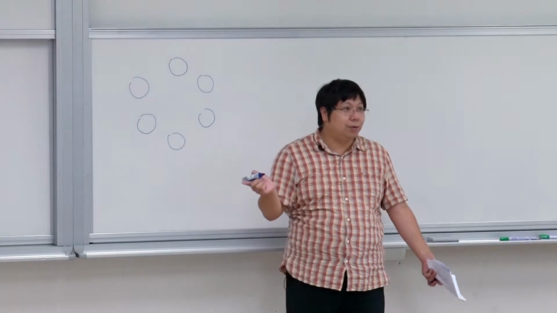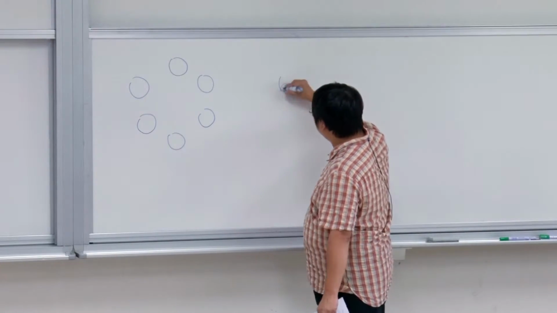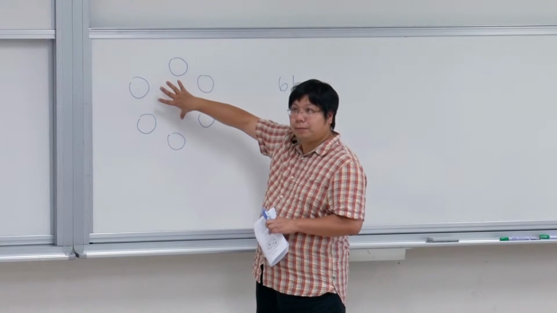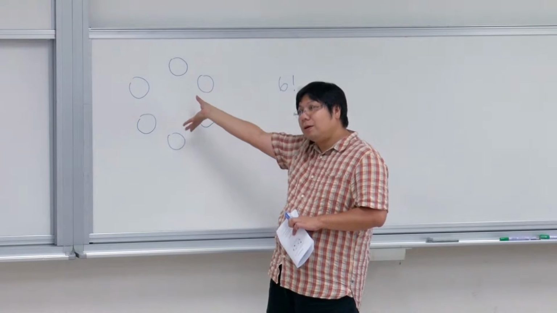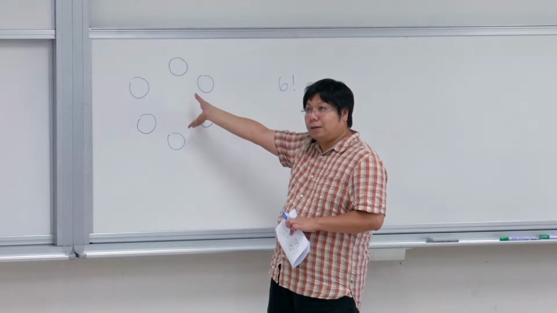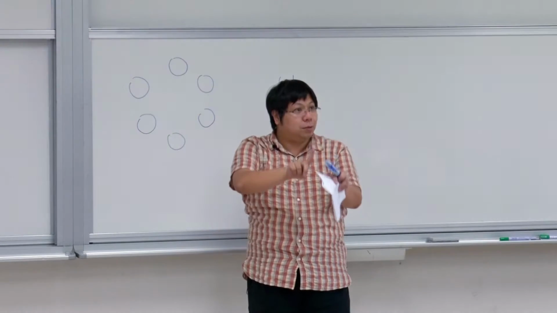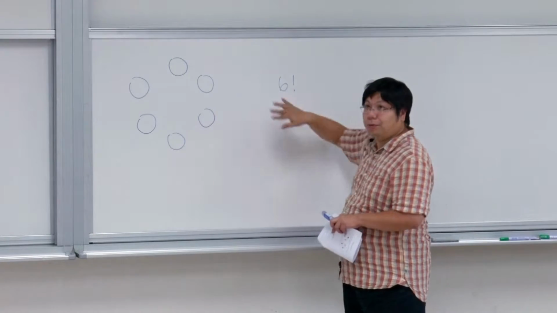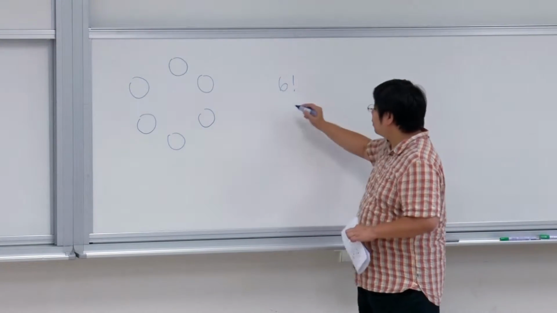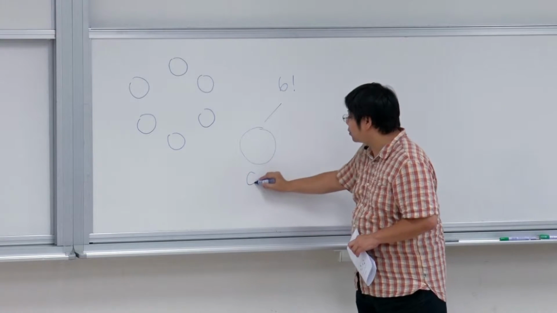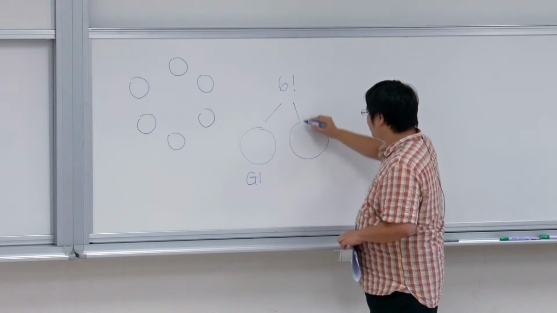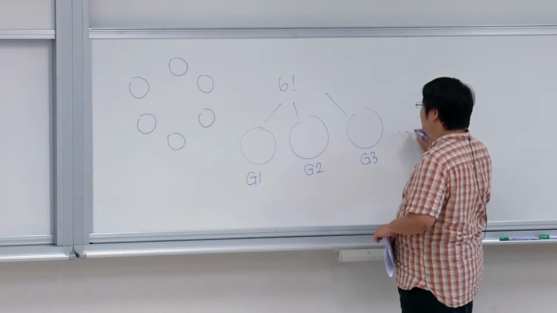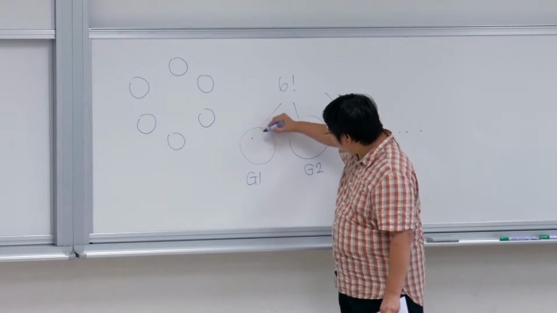There will be 6 factorial cases, right? Altogether 6 factorial. And then for each particular case, there will be 6 cyclic shifts that should be counted as 1. Is that okay? So out of this 6 factorial, we can classify them into groups. This is the first group, let's call it group 1. This is group 2. This is group 3. And so on and so forth, such that in each group there are 6 things inside.